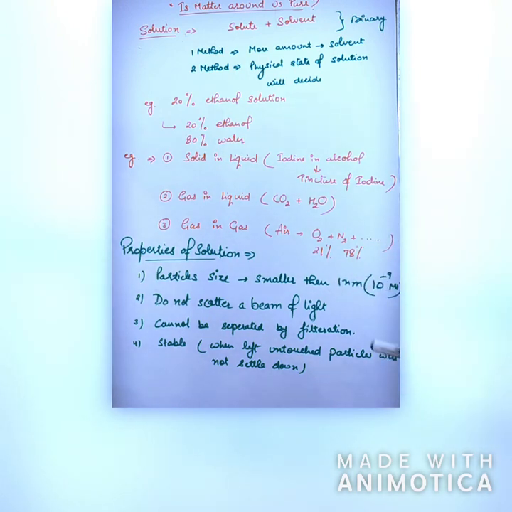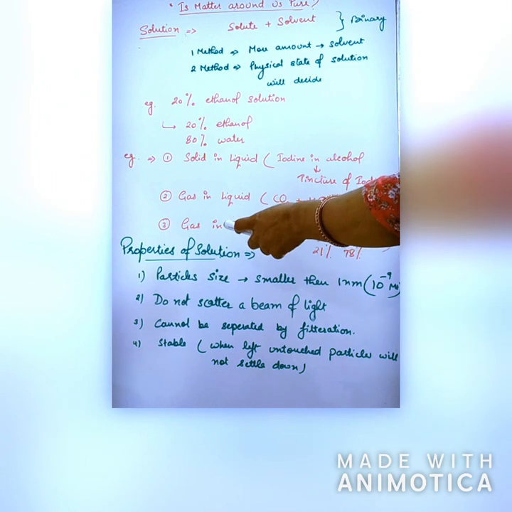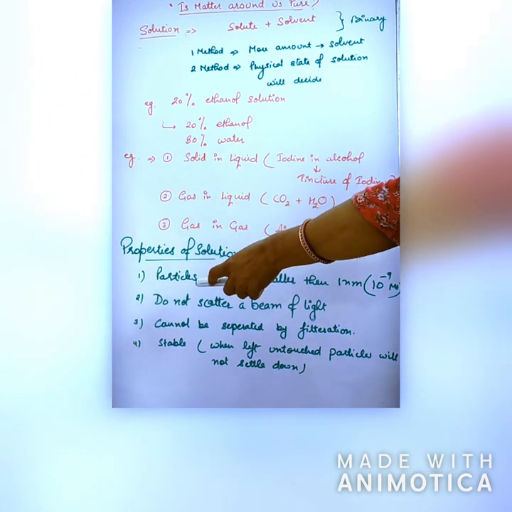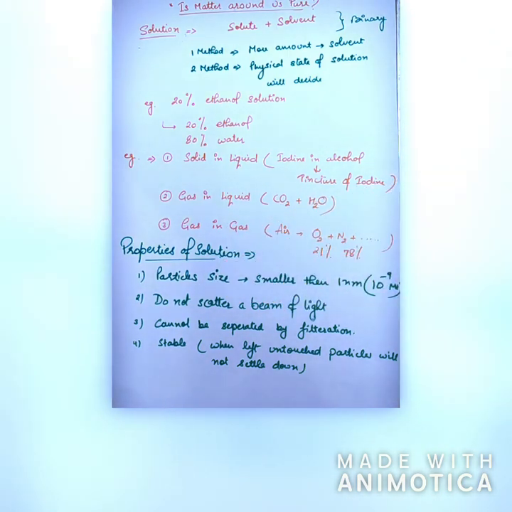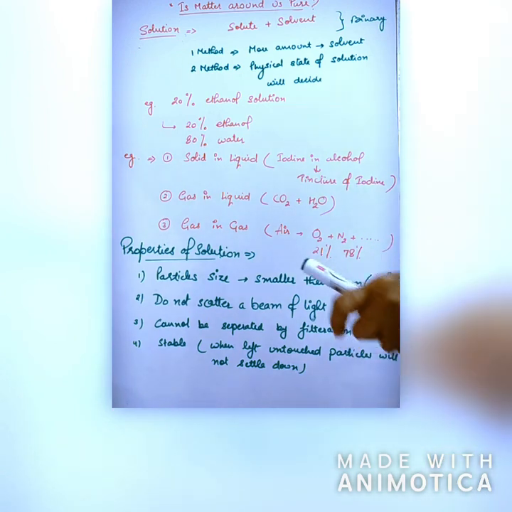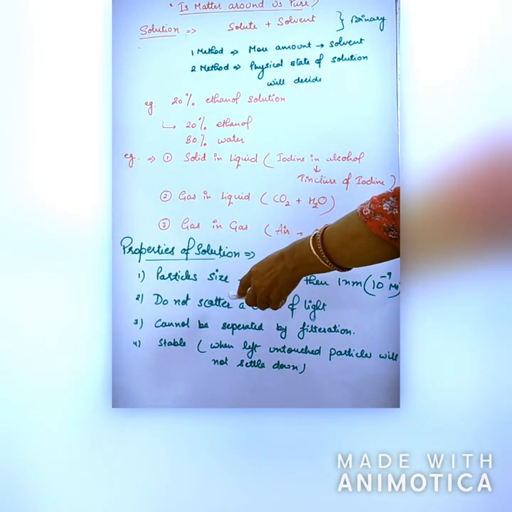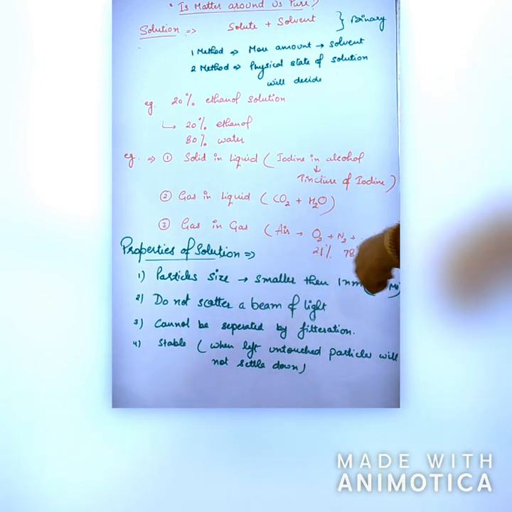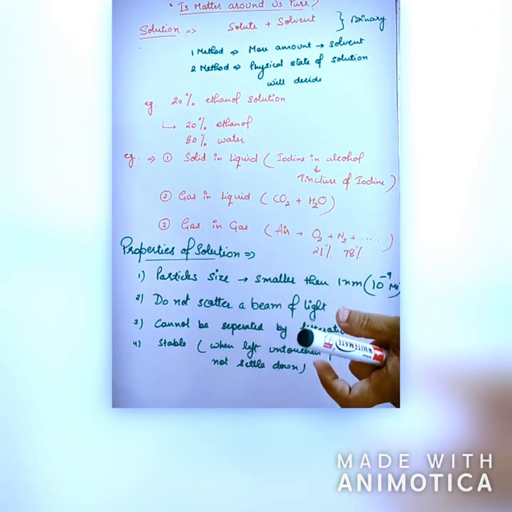The second is what? A solution will not scatter a beam of light. Because of the very small particle size, they do not scatter a beam of light passing through the solution. So the path of the light is not visible in a solution. That is why they do not scatter a beam of light passing through a solution.